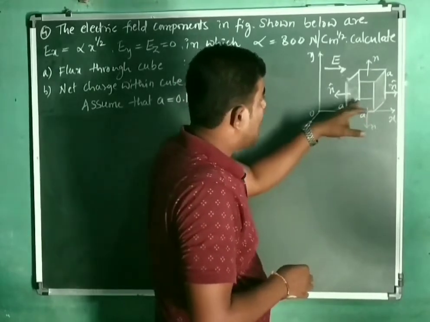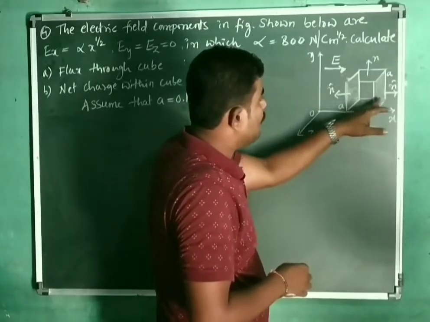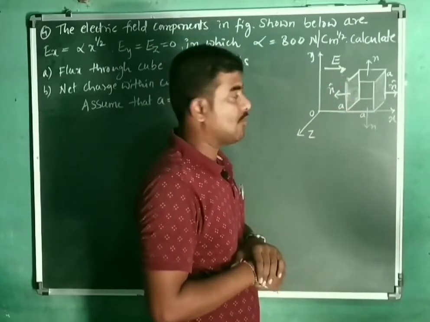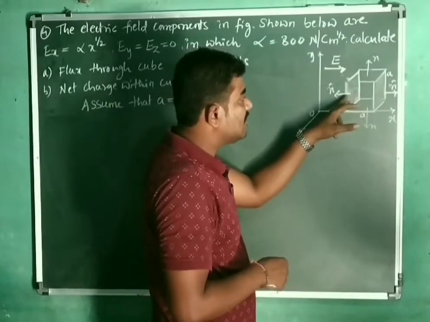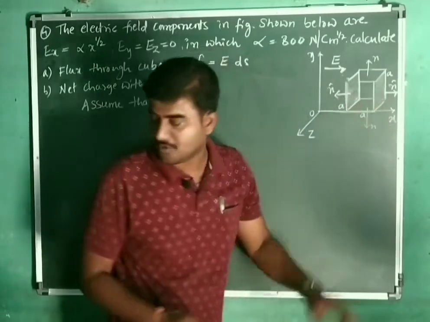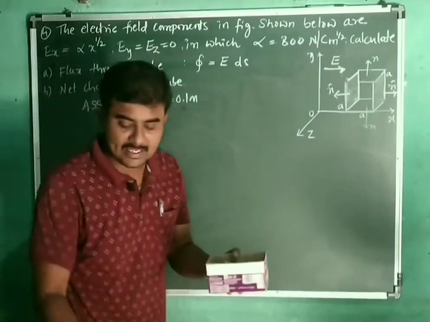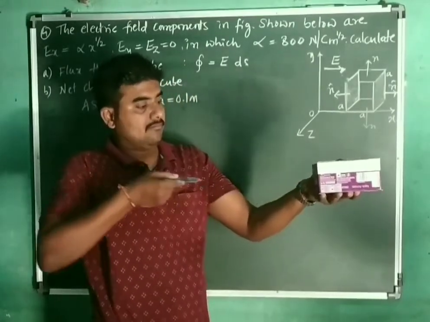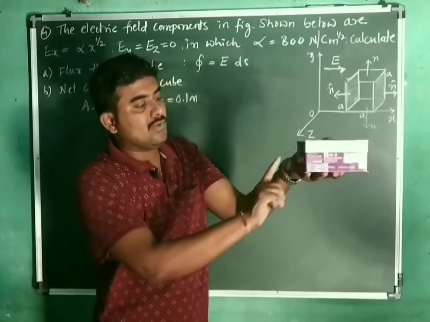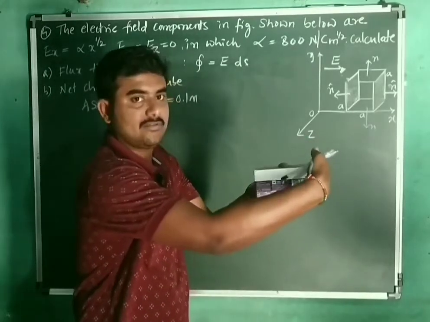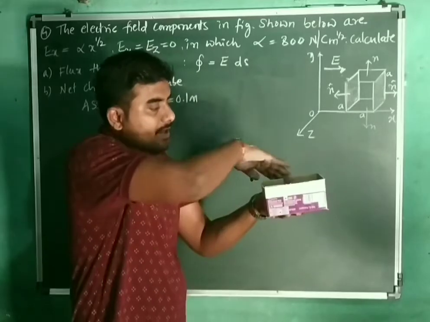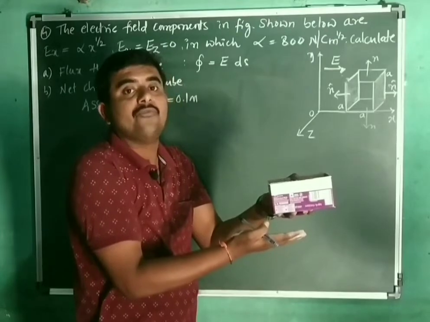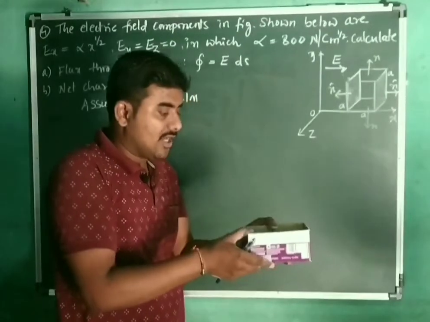Of those 6 faces, only 2 shaded faces are linked with electric field lines. The electric field lines link with only this face and this face. For example, if I consider this as a square, the electric field lines travel this way and link with these two faces. But the other 2 faces, the top face and the bottom face, are not linked with any electric field line. Or you can treat it this way also.